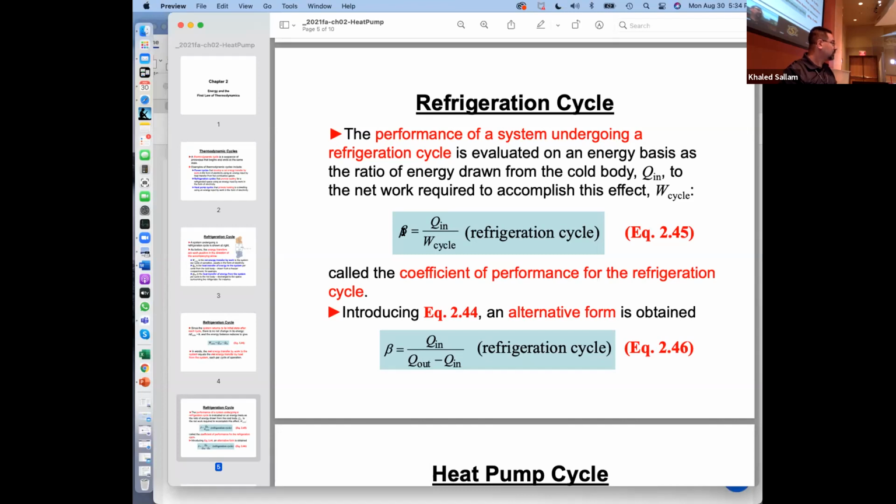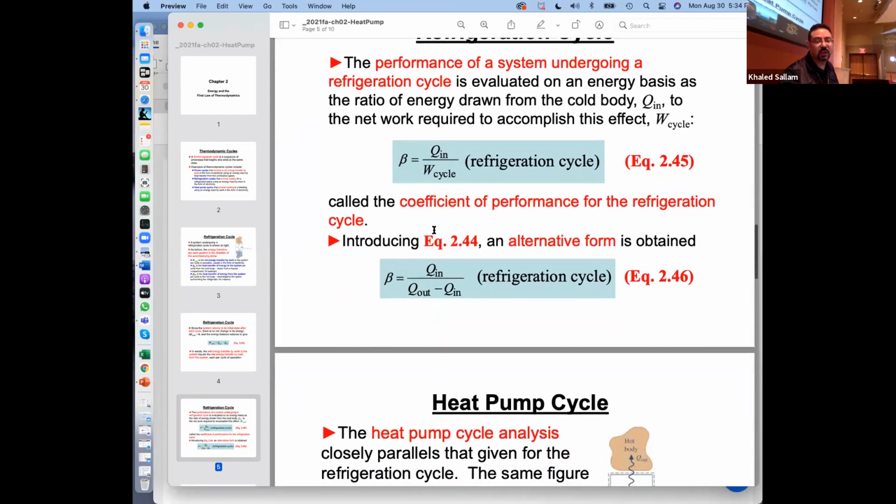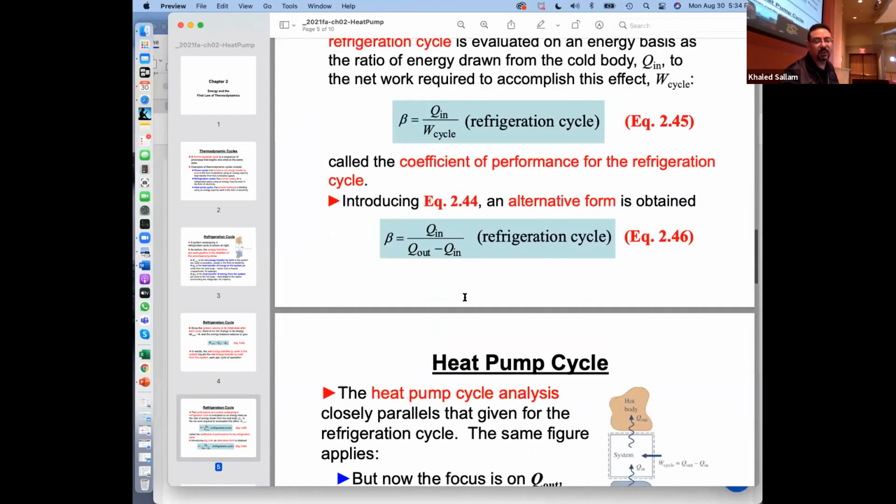So beta is the COP of a refrigeration cycle. It is Q low divided by work net. Q low over work net, that is the COP of a refrigeration cycle, and that work being Q high minus Q low.